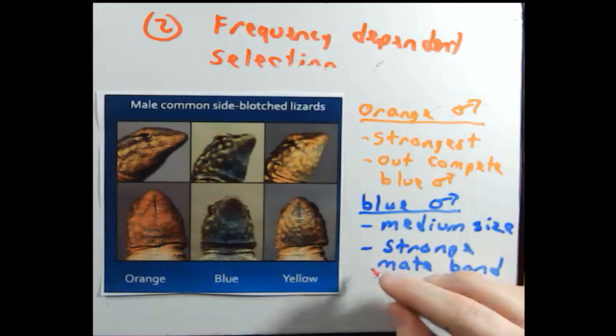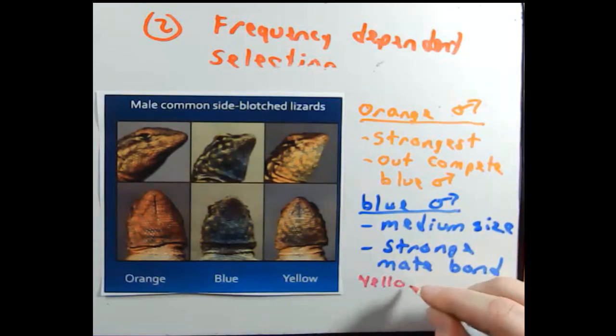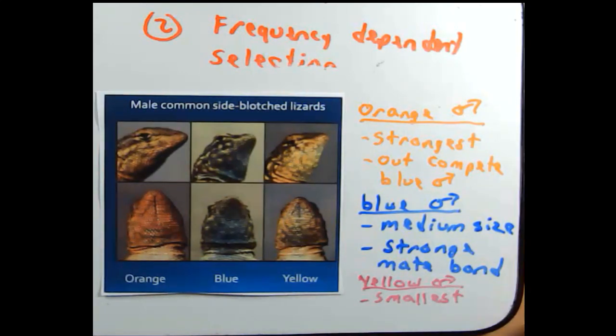And remember, I said I didn't have a yellow marker, so I'm going to use pink to talk about the yellow males. They're the smallest, but they're the sneakiest. So remember, orange beats blue, blue beats yellow. What does yellow beat? It turns out yellow beats orange in this game of rock, paper, scissors. And that's because they sneak in and they can mate with the females that the orange males would have mated with, because the orange males don't have this stronger mate bond connection. So that gives the yellow lizards an opportunity to sneak in and reproduce with the females. So let's say they're sneaky. Orange beats blue, blue beats yellow, yellow beats orange.